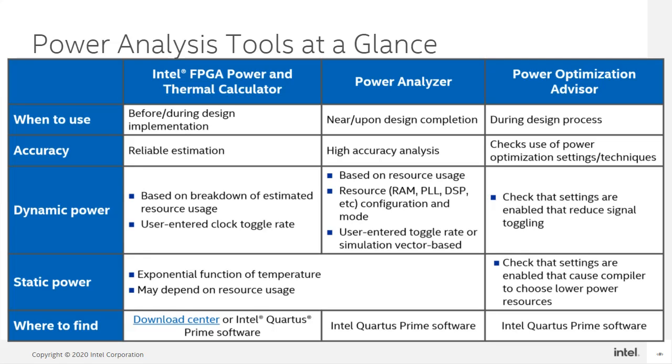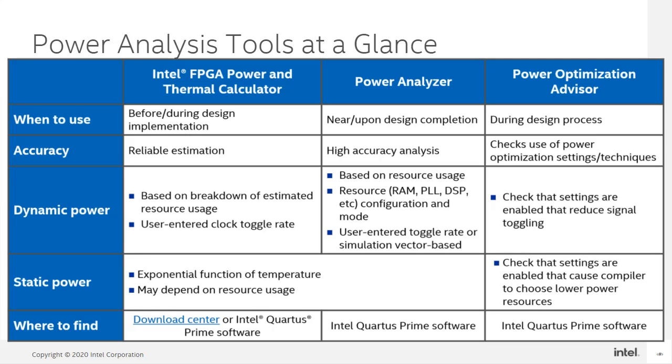Static power analysis is performed using input values similar to the PTC. For dynamic power, exact resource usage is known from the fitter, and signal activity information can be provided directly as a user-entered toggle rate or through the results of a design simulation. Including simulation results provides a much more realistic picture of signal activity, making dynamic power estimates much more accurate. Note that the Intel Quartus Prime software does not support gate-level timing simulations for Intel Stratix 10 or Agilex devices.